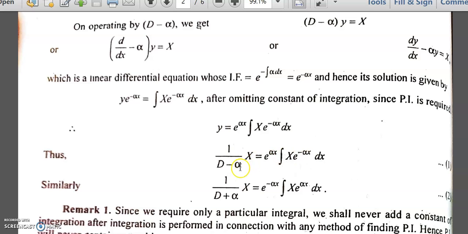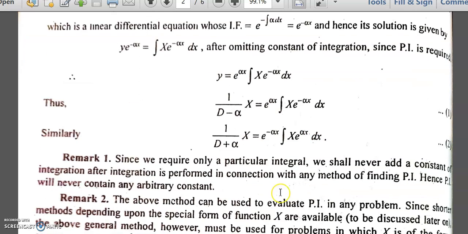So now if we replace alpha by minus alpha, then we get 1 by d plus alpha operating over x equal to alpha, in place of alpha write minus alpha. So e to the power minus alpha x integration of x e to the power alpha x dx.